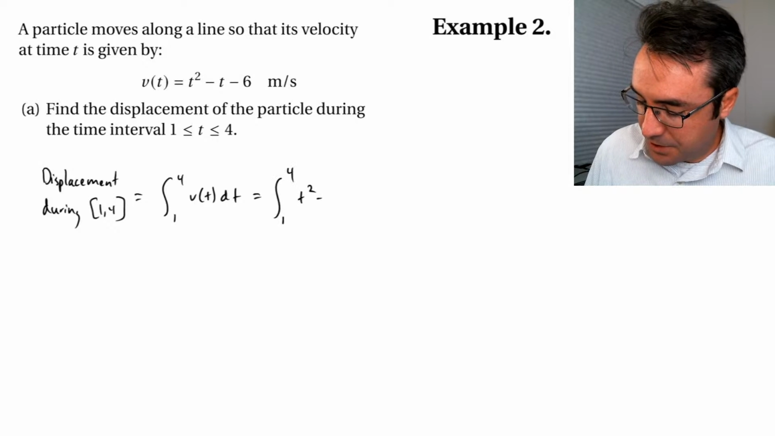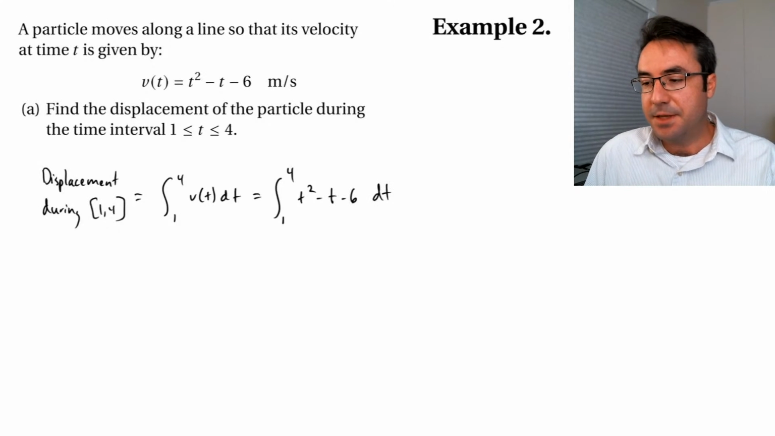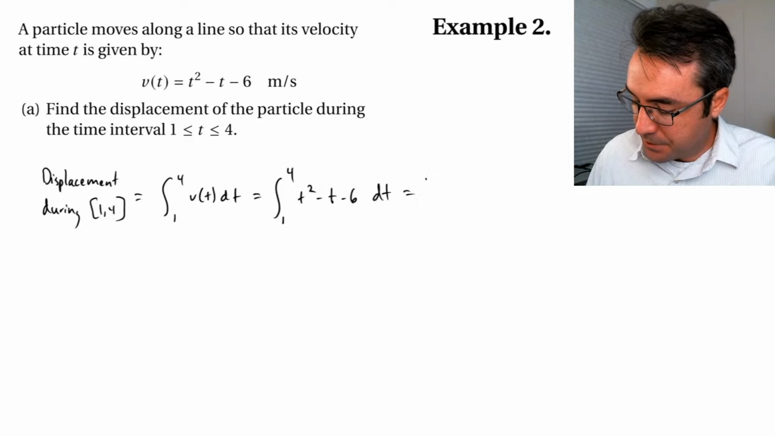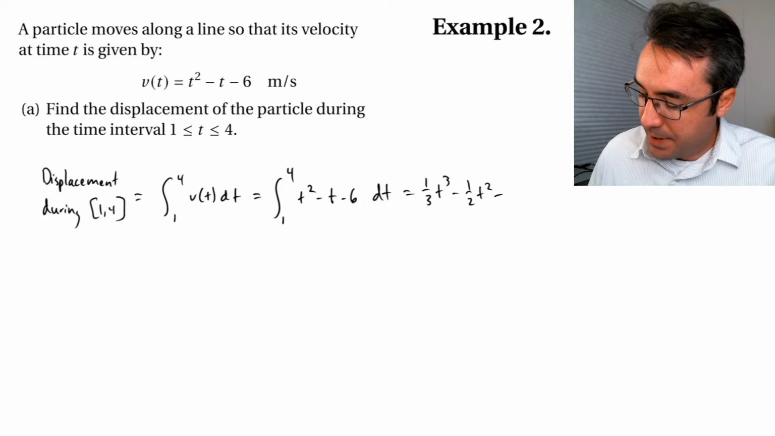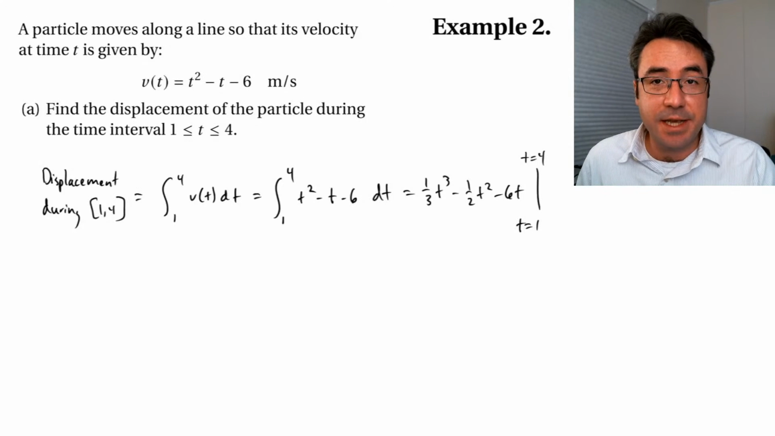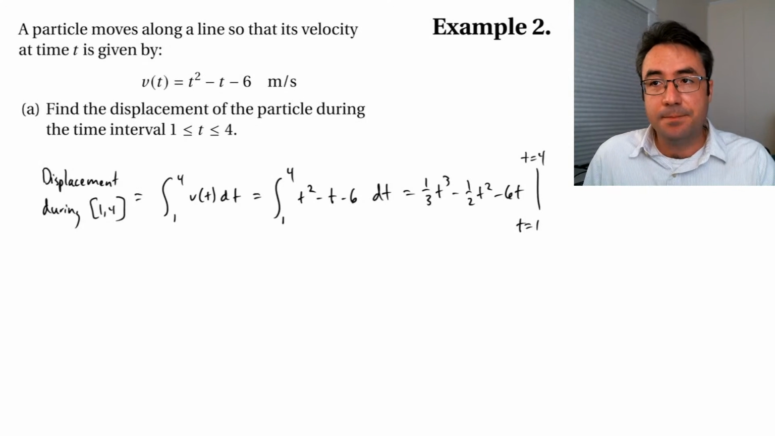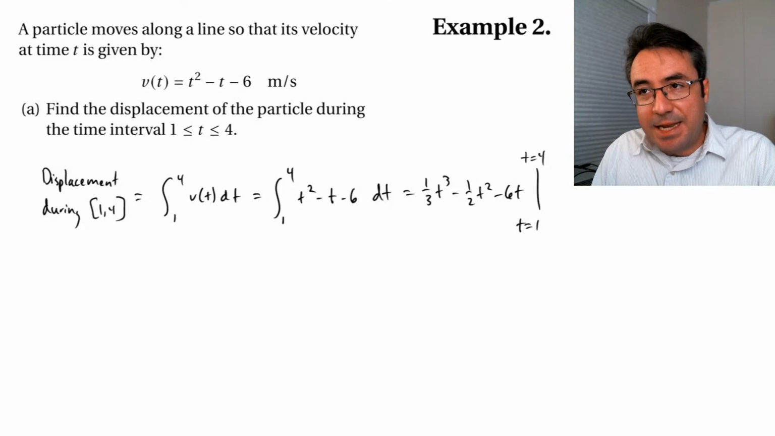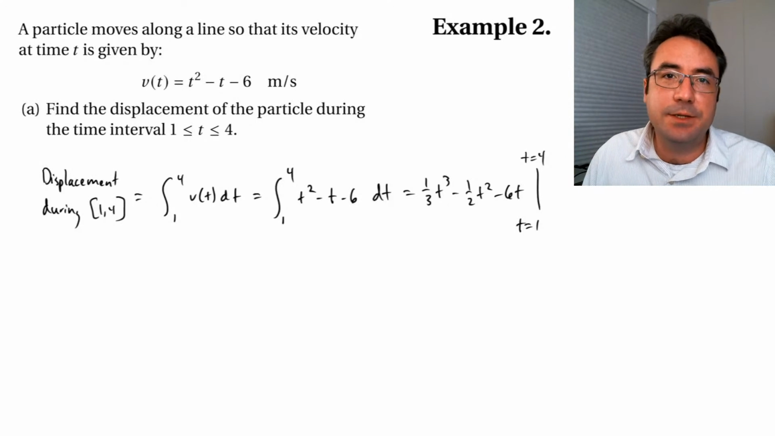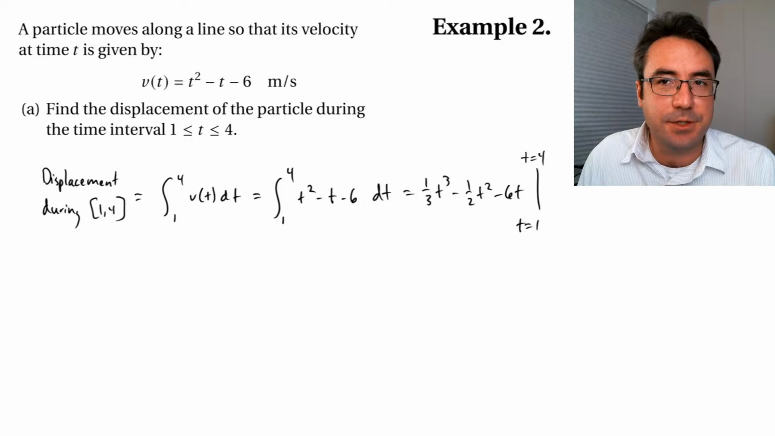So our velocity function is t squared minus t minus 6. Let's get the antiderivative. So 1/3 t cubed minus 1/2 t squared minus 6t. Because we're doing a definite integral, we can leave off our plus c. Don't need to include it. If we were just doing an indefinite integral, that's where we need to include it in our calculations.